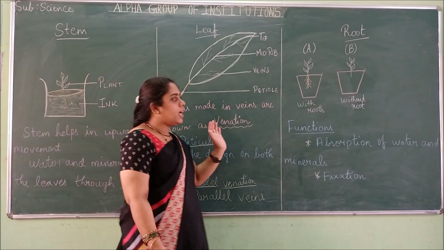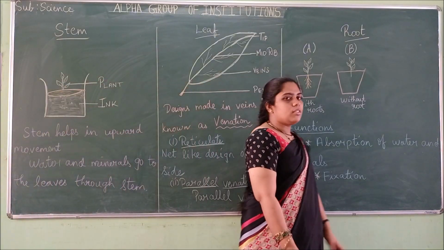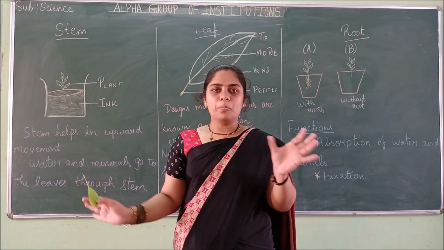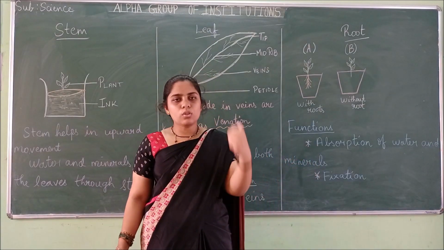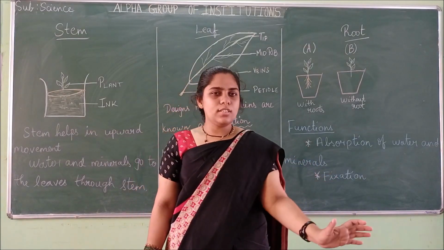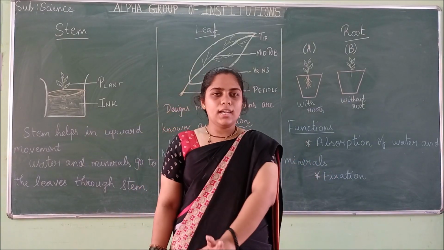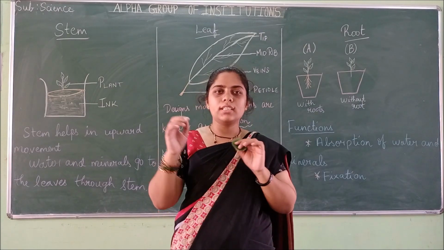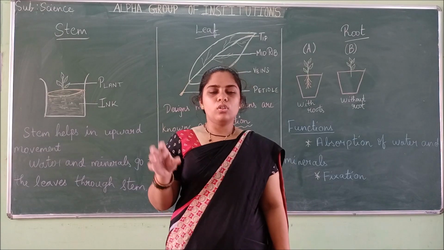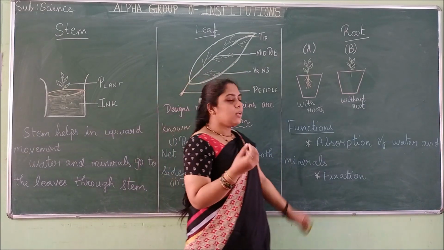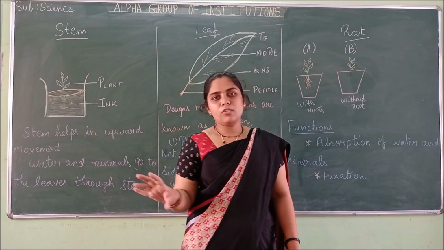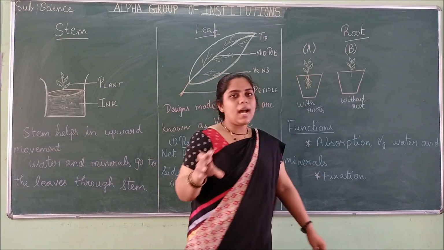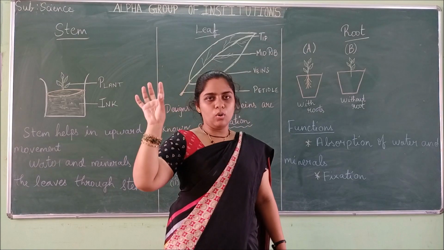Now we are going to see about the roots. This is an activity. You take two pots. In one, we fix the plant with its roots in the soil. In the other, we cut off the roots and keep the plant alone. We water the plants and leave them for some days. The plant with the roots will grow.